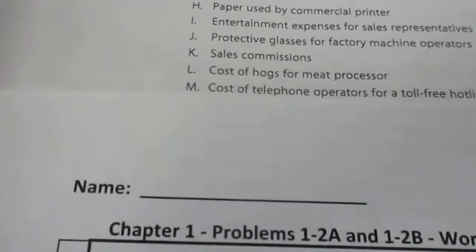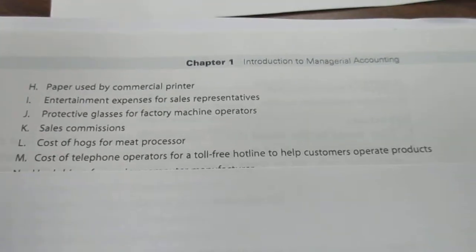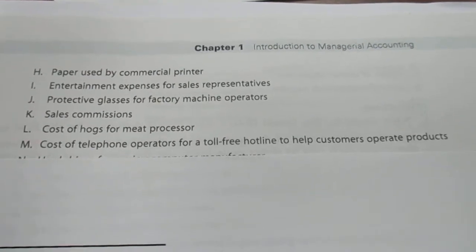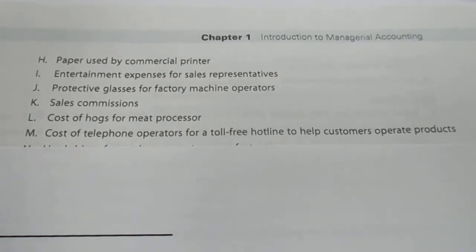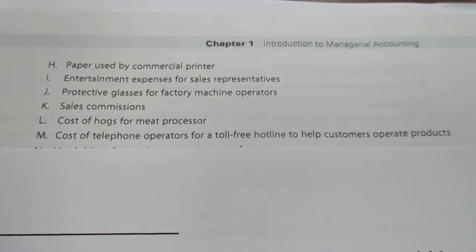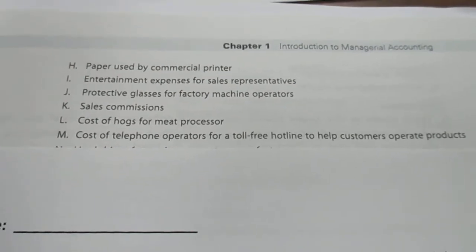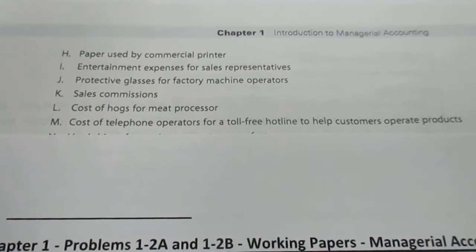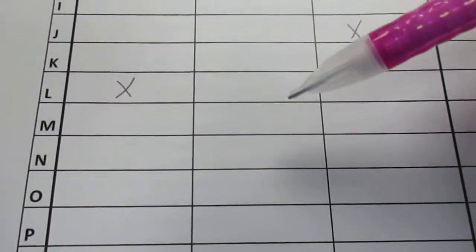My headings are getting a little far away from my spots here. Letter M is the cost of telephone operators for a toll-free hotline to help customers operate products. Okay, let me read that again. The cost of the telephone operators for a toll-free hotline to help customers operate their products. It doesn't talk about the factory. This is post-purchase help, post-purchase assistance. So letter M is going to be selling expenses.